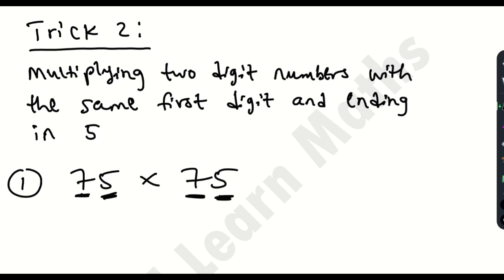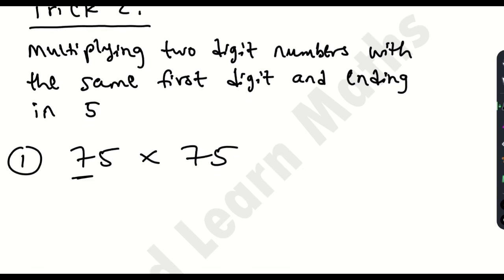So here you have 5 and here you have 5. How are you going to multiply these two numbers? Very, very easy. So here's what you are going to do. Look at this 7. So you are going to multiply 7 by the next whole number, the next integer. If you are counting from 1 upward, after 7, you have 8. So you take 7 and multiply it by 8. 7 times 8 is 56. You write 56 here.